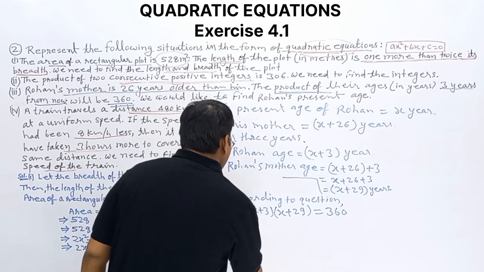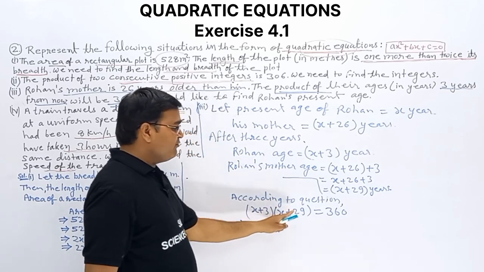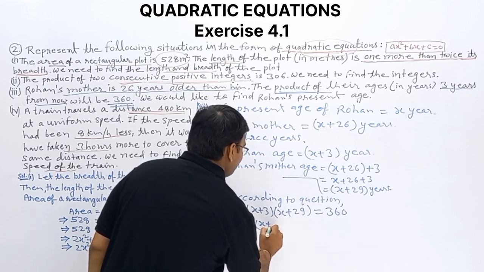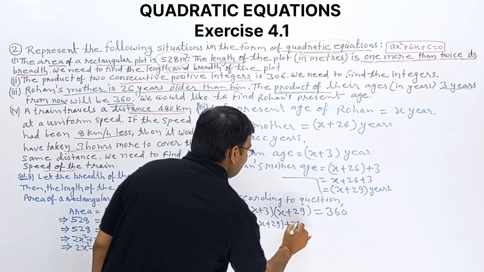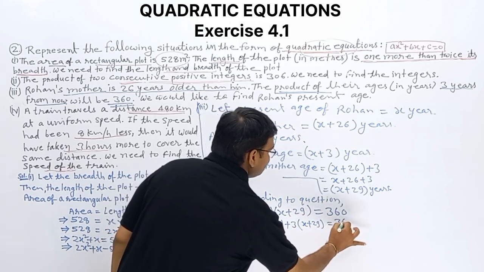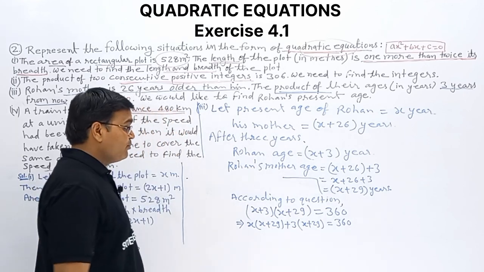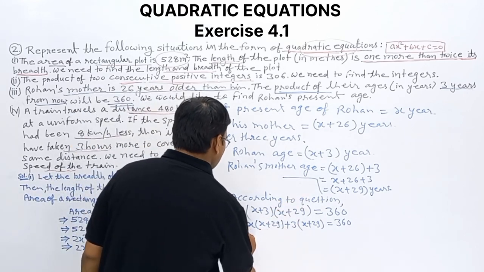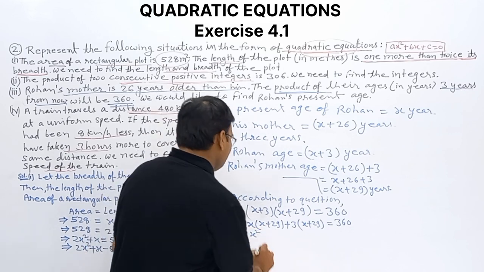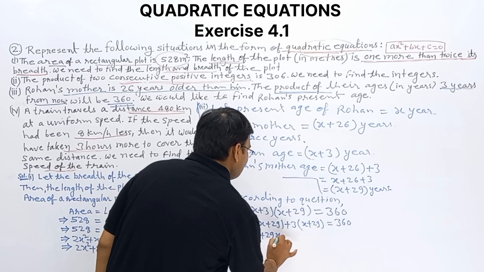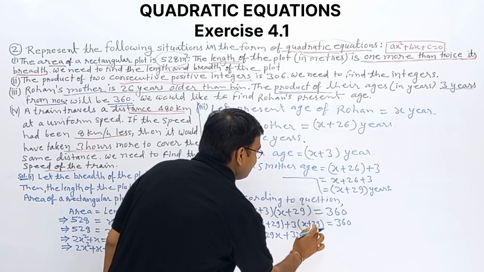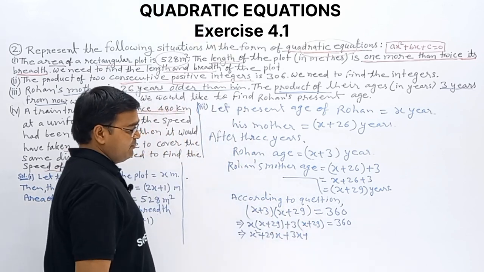And now solve this one. How will we solve? Each term will be multiplied into this bracket. x will be multiplied by x plus 29, plus 3 will be multiplied by x plus 29, equal to 360. Now the calculation part is going on. Do carefully. x into x, x square, x into 29 plus 29x, plus 3 into x, 3x, plus 29 into 3. Do carefully.